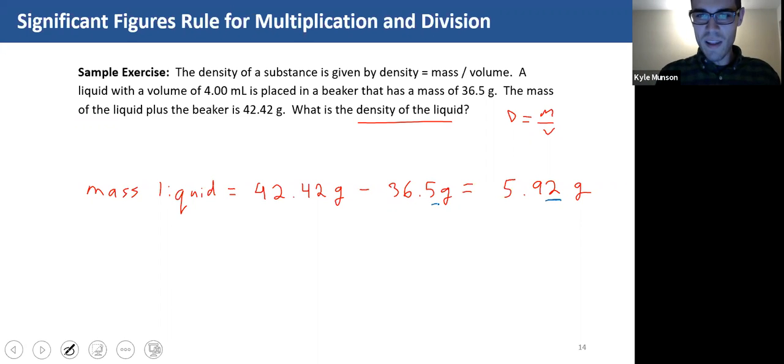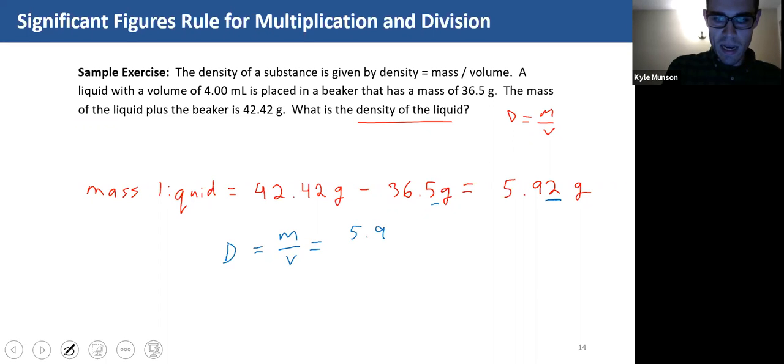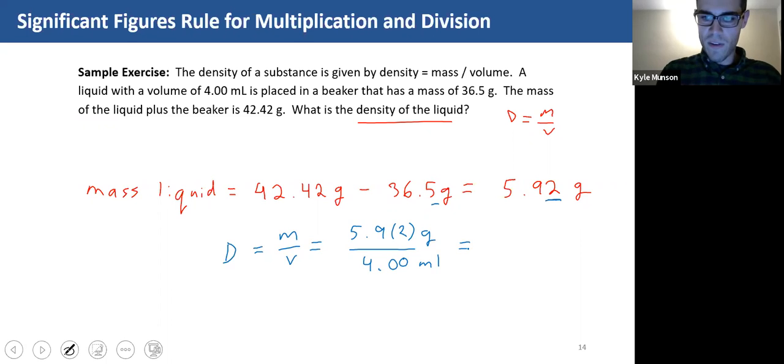So now let's calculate the density. So again, density is equal to mass over volume, which is going to be equal to 5.9, and I'm going to put the 2 in parentheses, divided by 4.00 milliliters, just to remind us that it's a guard digit. Okay. So I do this calculation and I get 1.48 grams per milliliter. Okay.